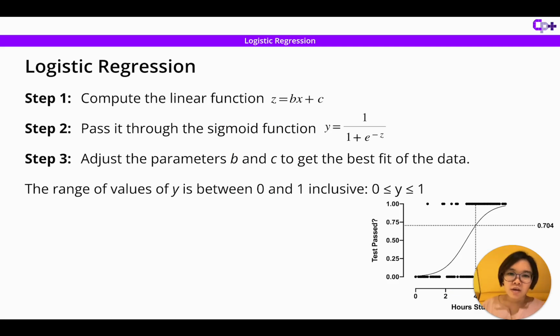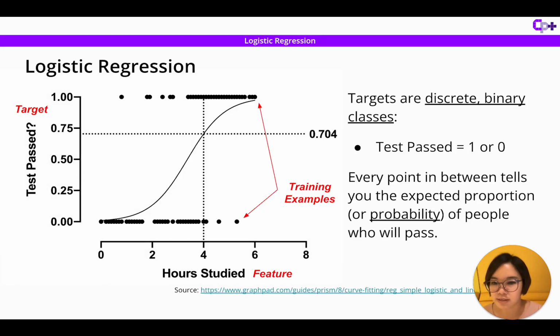The reason why the logistic regression algorithm is considered a probabilistic algorithm is because what you get back is a probability of passing. It doesn't tell you straight up whether you're going to pass or fail. It tells you how likely you are to pass.